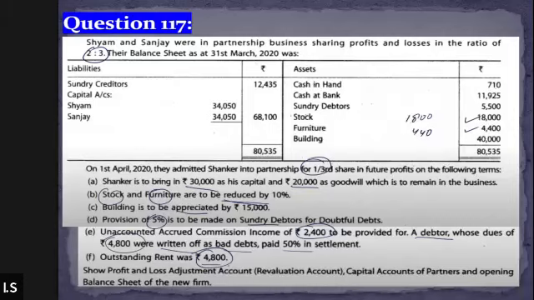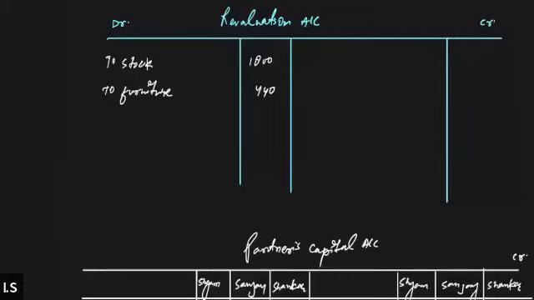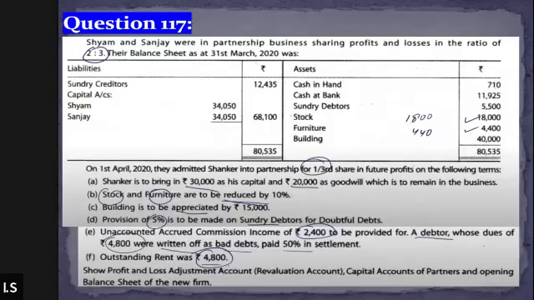Next, building is to be appreciated by 15,000. Building is to be appreciated means there is an increase in the value of the building. So whenever the value of an asset increases, we record that on the credit side of the revaluation account. So the increase in the building will be recorded on the credit side of the revaluation account. All right. Then there is the next item.